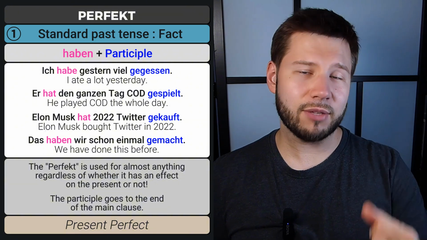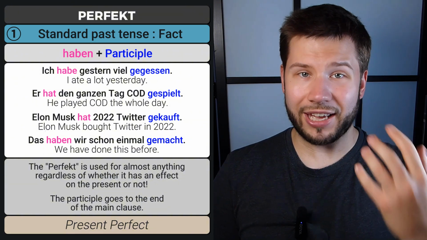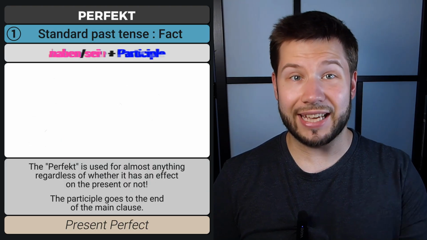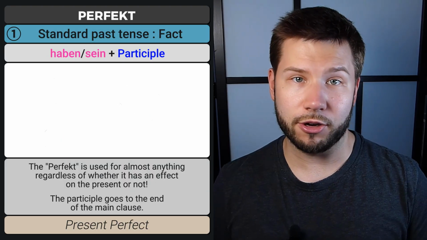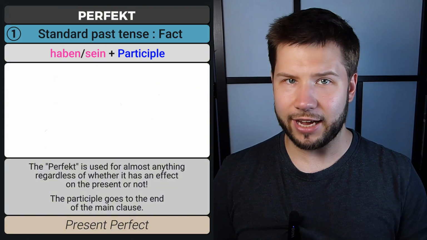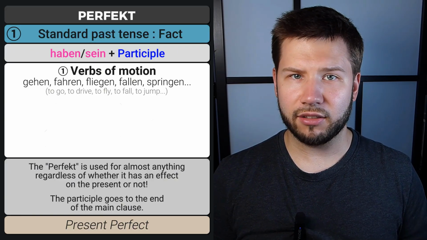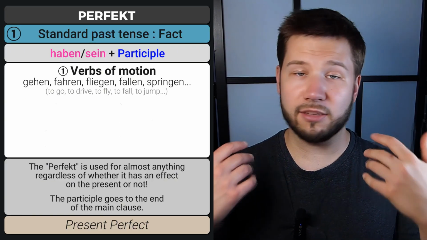Alright, so far so good, but it wouldn't be German if it was free of insidiousness, because this is only 50% of the perfect tense. There are quite a few verbs that are not formed with haben as the auxiliary verb, but with sein, similar to how French works. And you have to use sein if the verb belongs to one of the following 3 categories. Number 1, verbs of motion. Gehen, fahren, fliegen, fallen, springen, and many more.